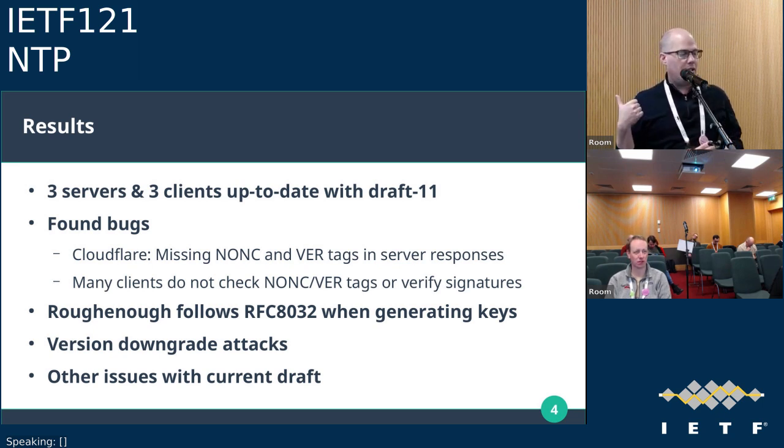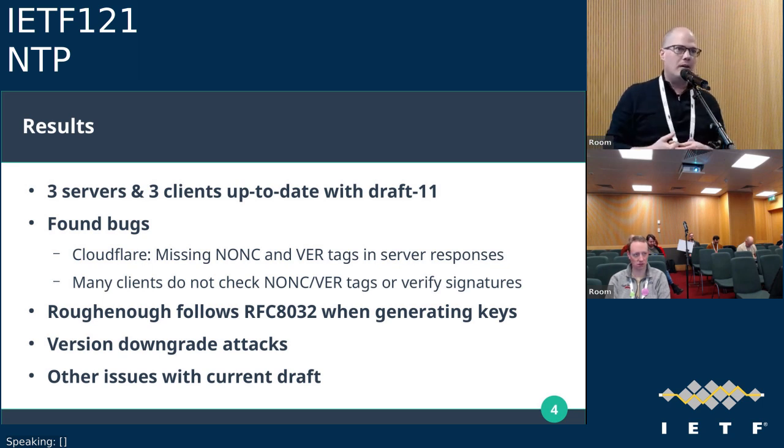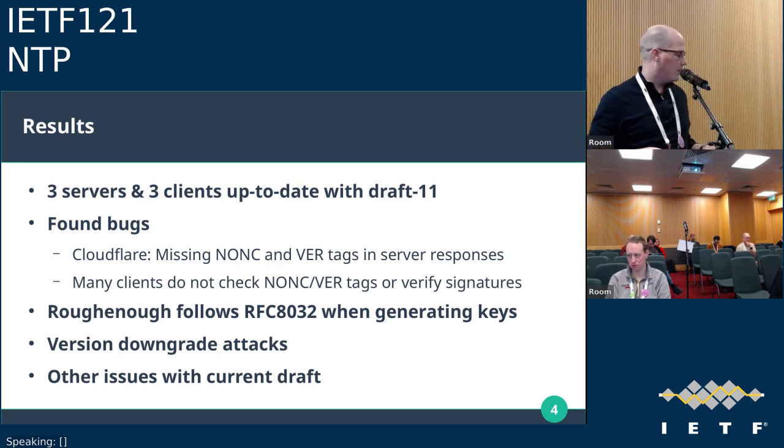Rough Enough, one of the server and client implementations, follows RFC 8032 when generating keys. Turns out the other implementations don't. That has some implications, and I'll talk about that during the Roughtime point on the agenda. We also realized that there are version downgrade attacks on Roughtime. We'll talk more about that later. And we found a bunch of other issues while discussing. And I think that's the last slide. Yeah, it is. Any questions on the Roughtime activity at the hackathon?